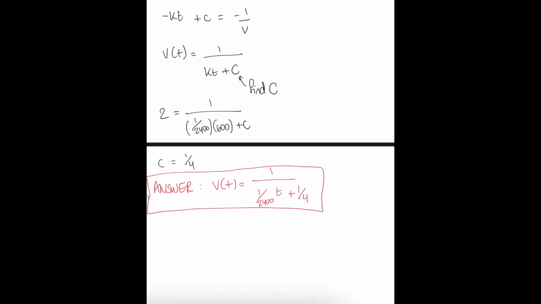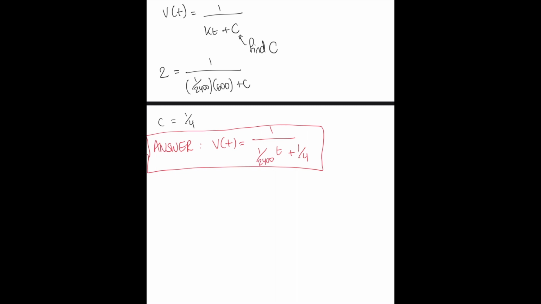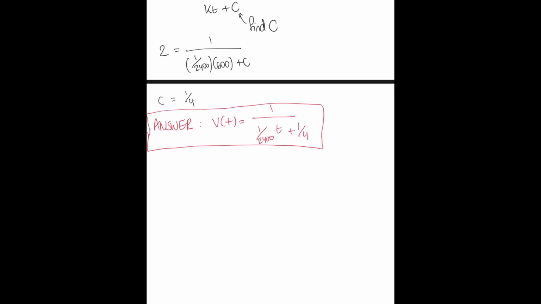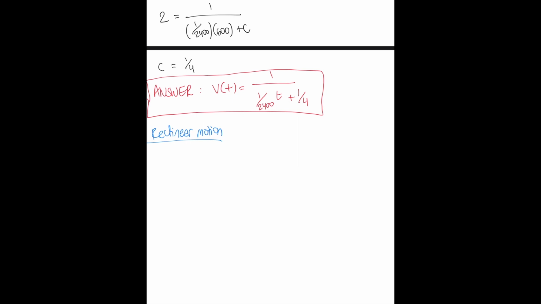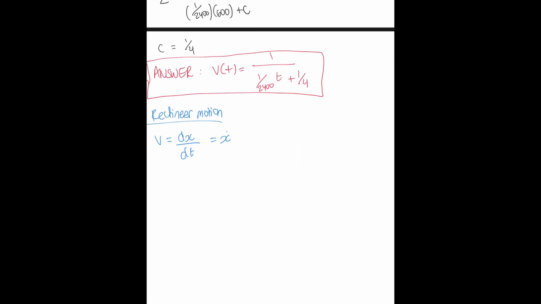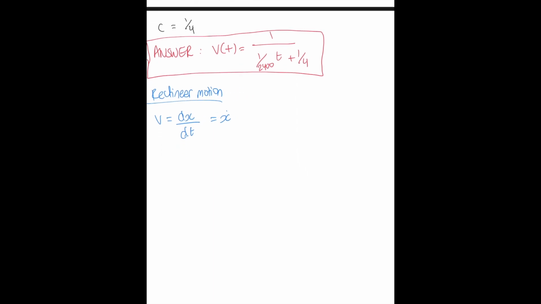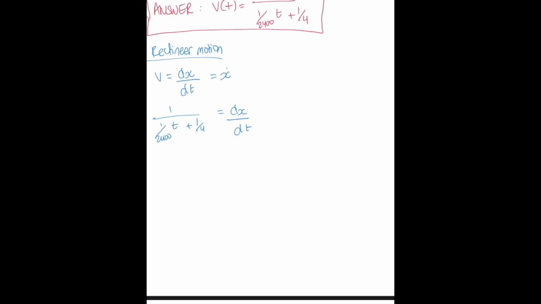But that's not the end of our problem. We still want to find x2, or our final distance. So we're going to be using the rectilinear motion equations again, which is v is equal to dx over dt, or the derivative of x. We're going to plug in our value for v that we just found. We're going to integrate.